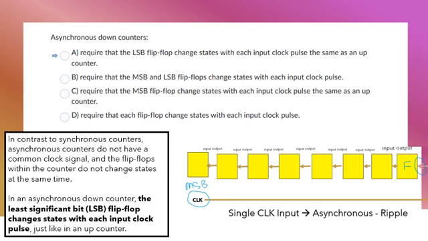Okay, this one is question number 16. Alright, so here we're looking at asynchronous down counters.